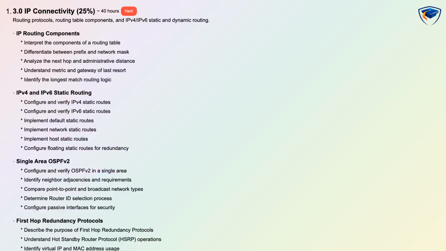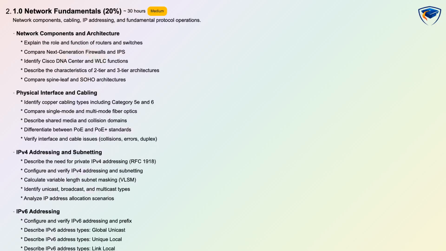HSRP for gateway redundancy. Domain 1.0 Network Fundamentals carries 20% weight, is medium difficulty, estimated at 30 hours, and assessed conceptually and with scenarios. You will master network components and architecture, explaining routers and switches, firewalls, and the roles of Cisco DNA Center and wireless LAN controllers.